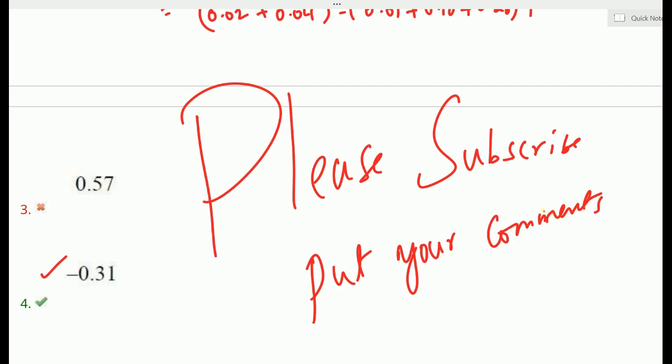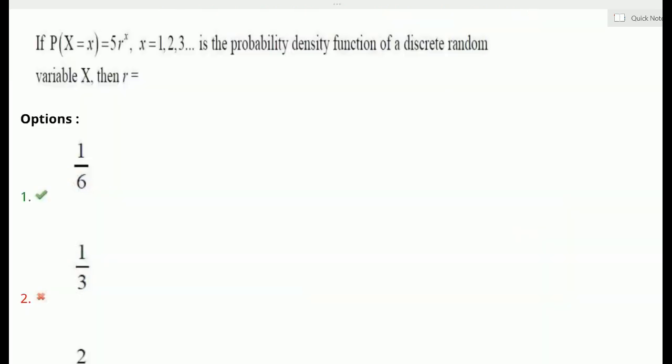Right. Now we look forward to the next question. Only one more question is there in this random variables and distributions. Yes, look at this question. If the probability of X equal to x is given as 5 R power x, where x varies from 1, 2, 3 up to infinity, is a probability density function of a discrete random variable X, then R. Given the probability density function here, P of X equals x is 5 into R power x.